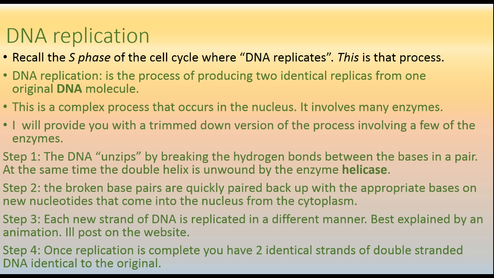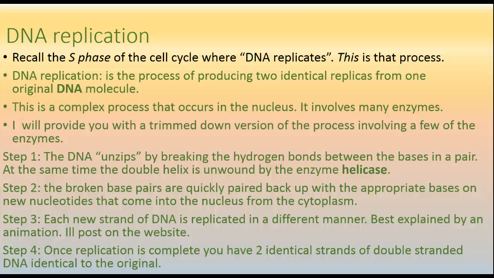Remember, just write the stuff in green. So here's one big slide for you. Sorry about that. If you remember back when we did mitosis in the cell cycle, we had 4 phases of the cell cycle: G1, S, G2, and M. And I asked you to remember that the S phase is where DNA replicates. Well, that's this process. This is what we're going to explain.